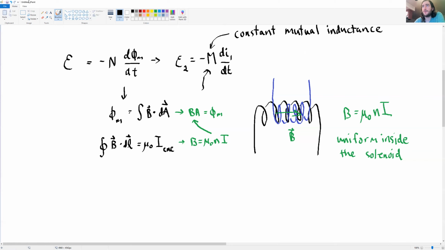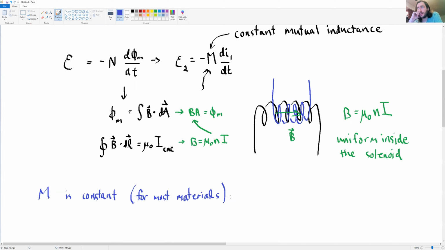So hopefully that convinces you that capital M is constant for most materials. When is it not going to be constant? It's not going to be constant when materials have a magnetic permeability that's not equal to 1.